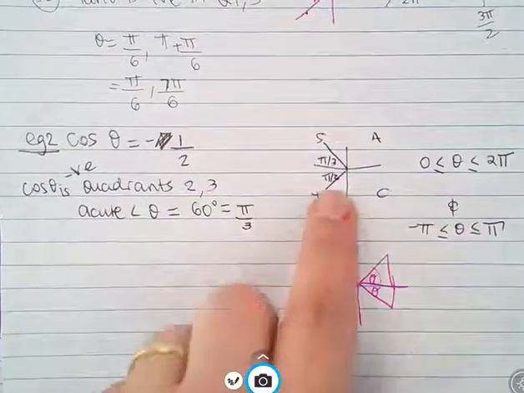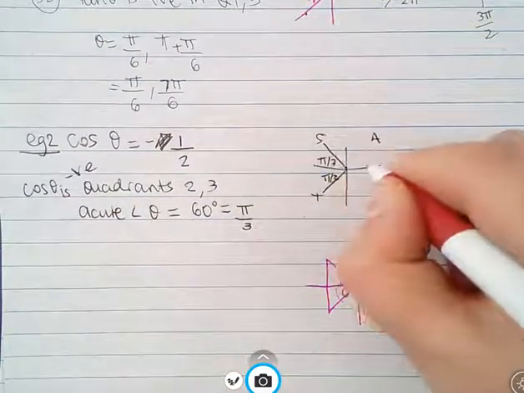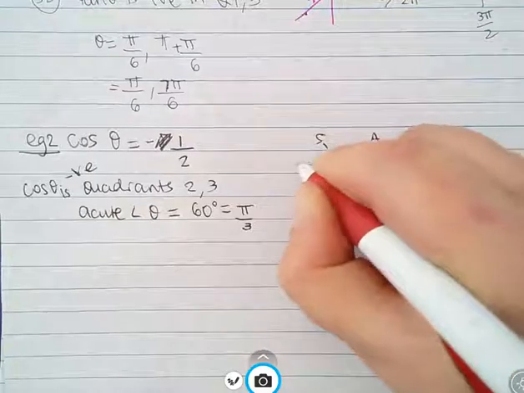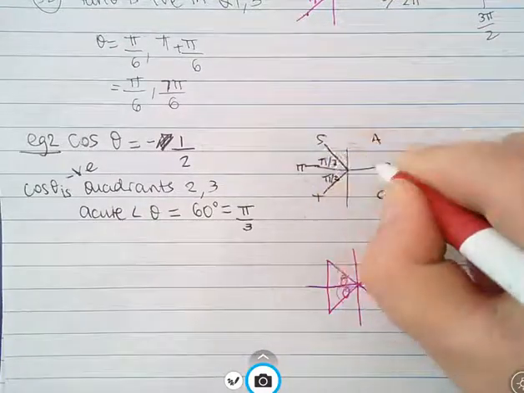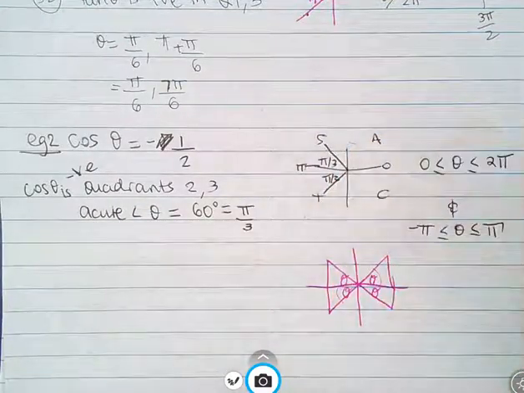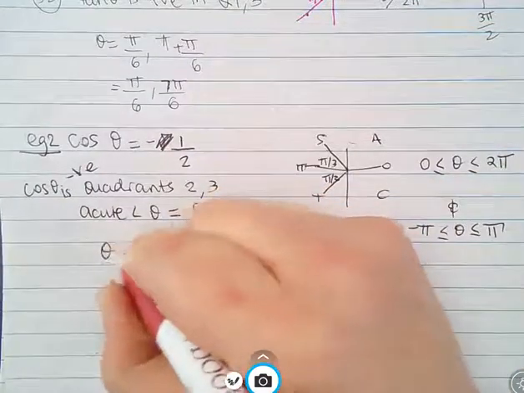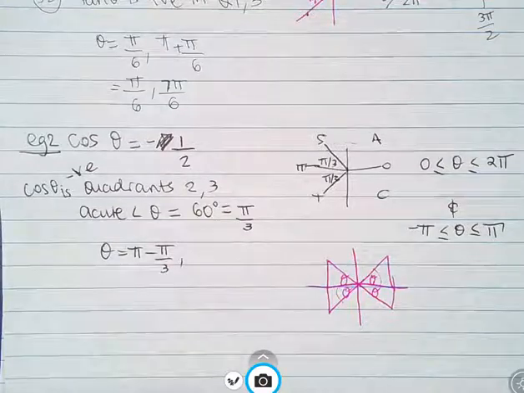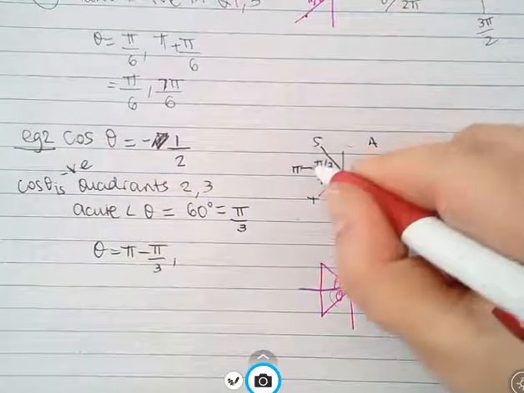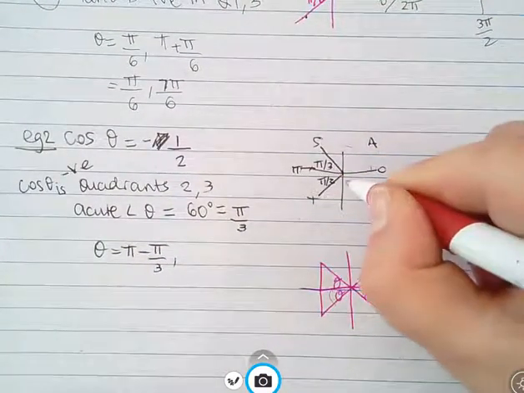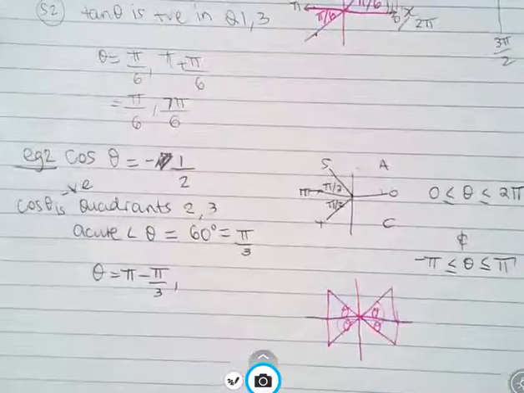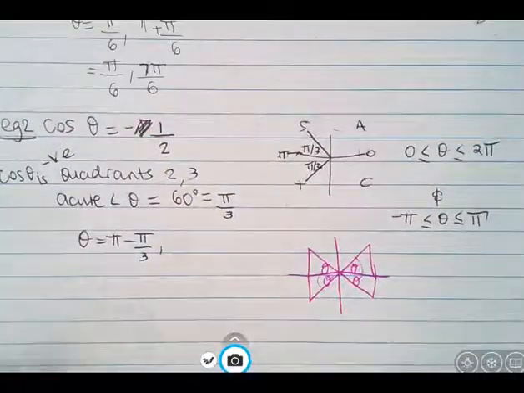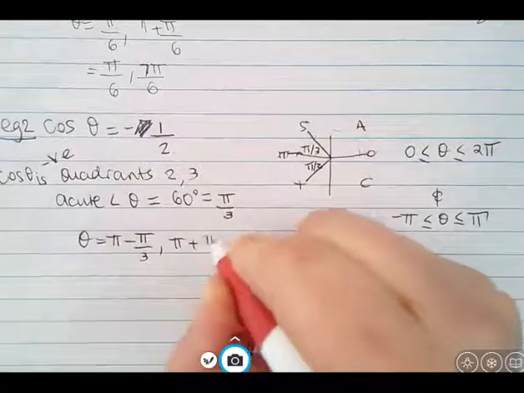So I've sketched it there. What are your solutions? If this is 0 and this is pi, you're not quite at pi. It's pi short by pi on 3, so it's pi minus pi on 3. You do it visually. And the other one is pi plus pi on 3. Can you see it? So pi minus pi on 3, pi plus pi on 3.